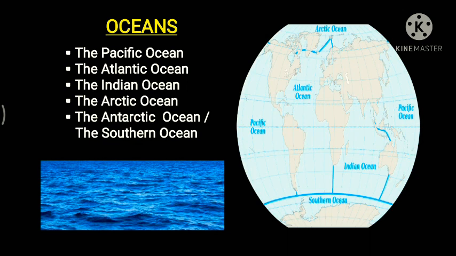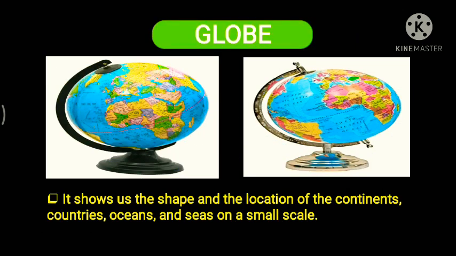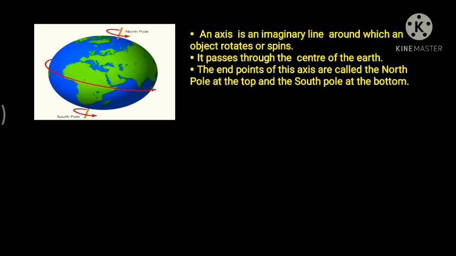Alright, now next we have the globe. Now, in the earlier classes, children, we have learned that the globe is a model of the earth. And this globe shows us the shape and location of the continents, countries, oceans, and seas on a small scale. Now, we can see only half of the globe when we look at it. To see the other half, it has to be turned around.